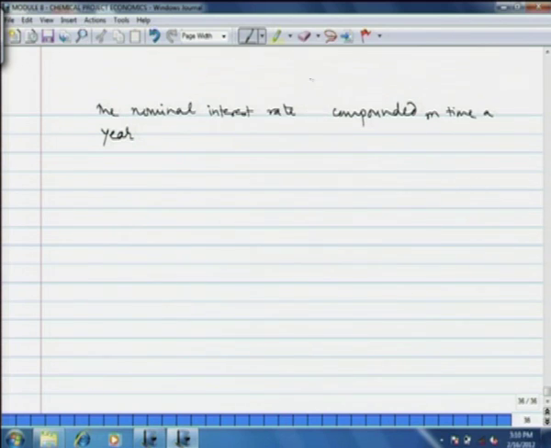Nominal interest rate I compounded m times a year. If compounding is m times a year, then the final amount F for a unit deposit will be (1 plus I by m) raised to m as per the previous formula.